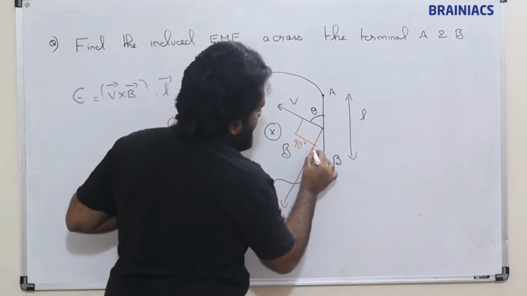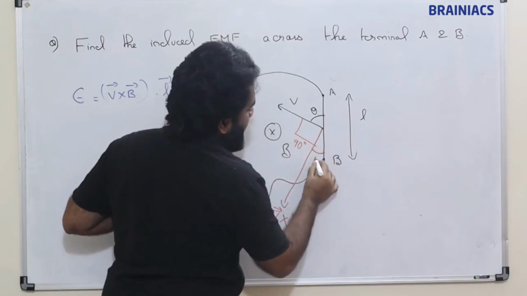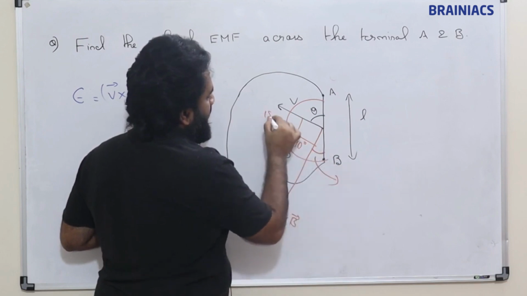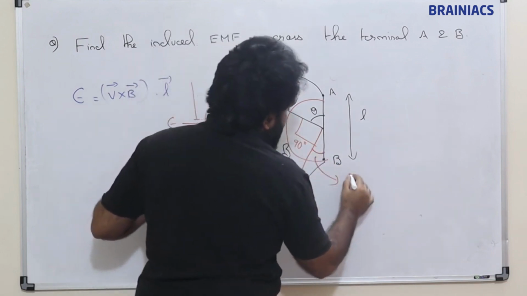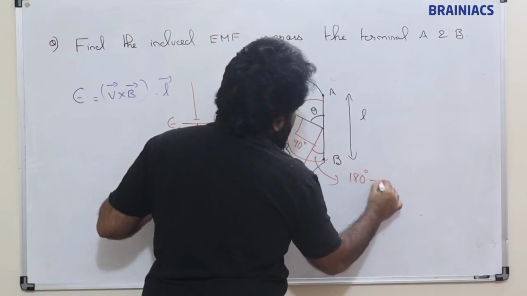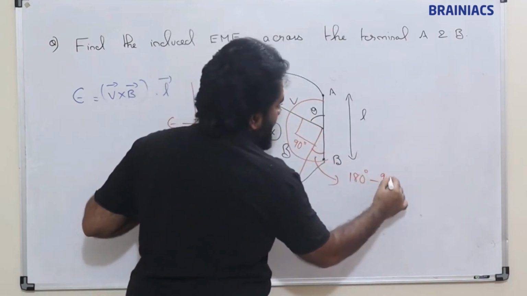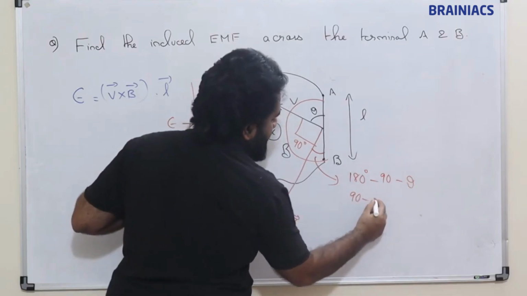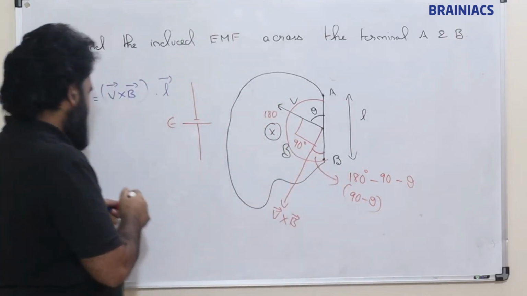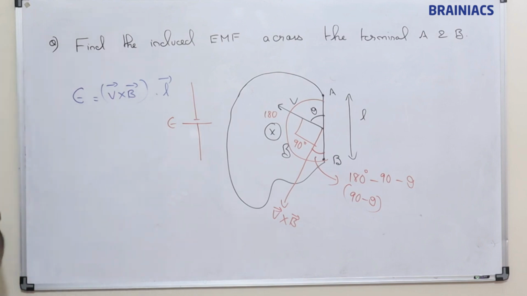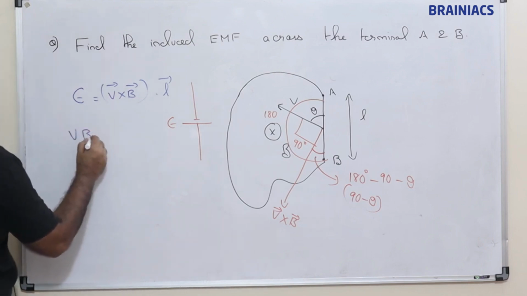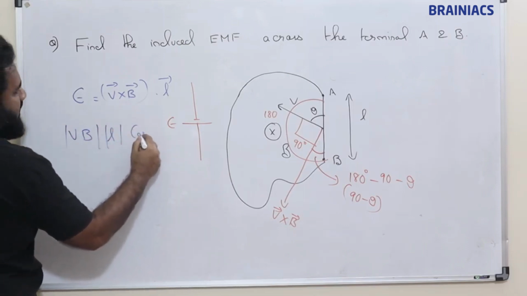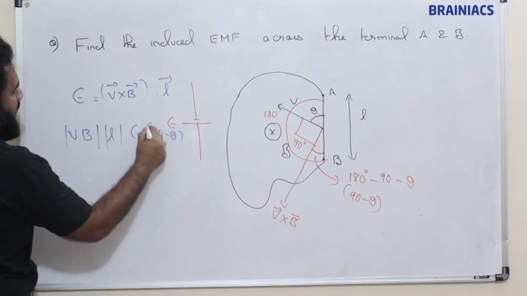We need this angle. So what is this angle? Total is 180 degree. So this angle is going to be 180 degree minus 90 minus theta. So this is going to be 90 minus theta, right? So we can write this as VB vector magnitude L, then cos(90 minus theta).